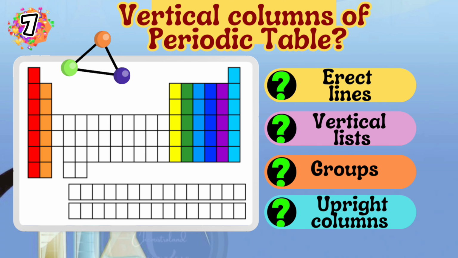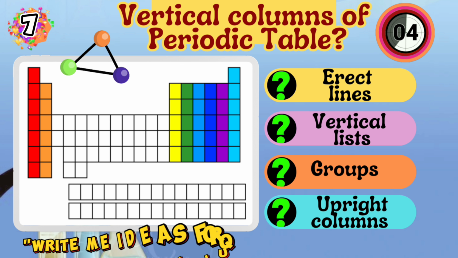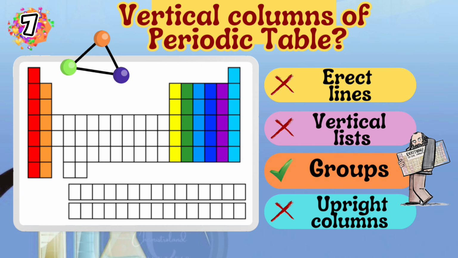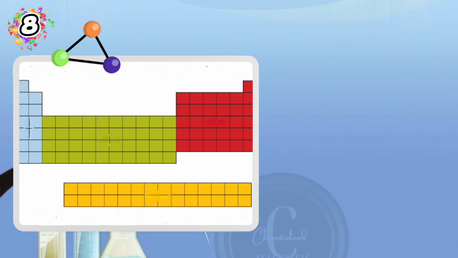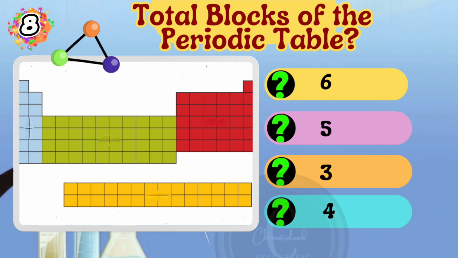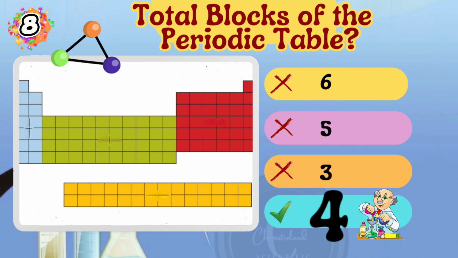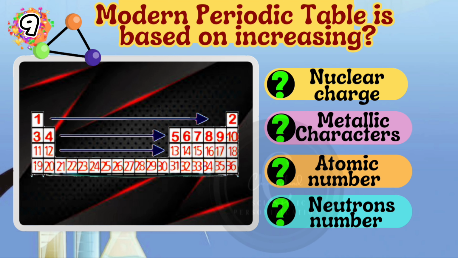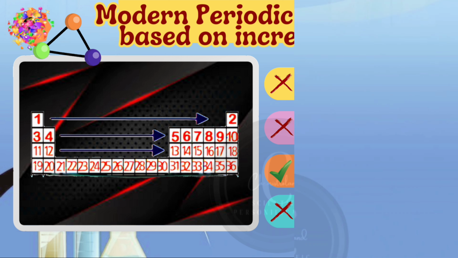What about the term for vertical columns? Vertical columns are known as groups. What about the number of blocks? Yes, it has 4 blocks. Modern periodic table is based on increasing atomic number. Right answer is atomic number.